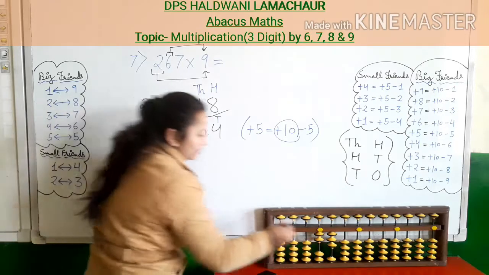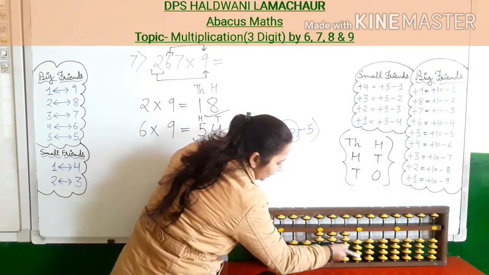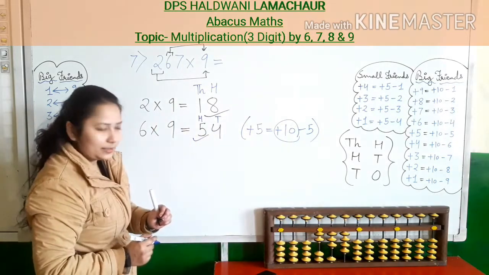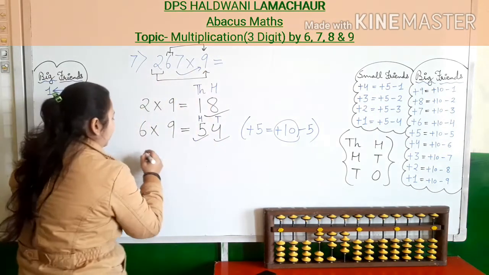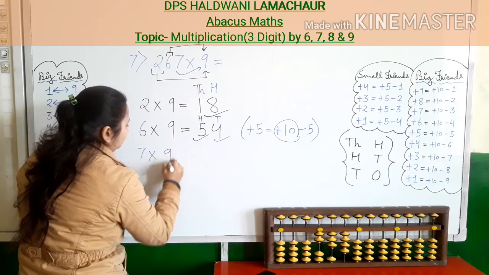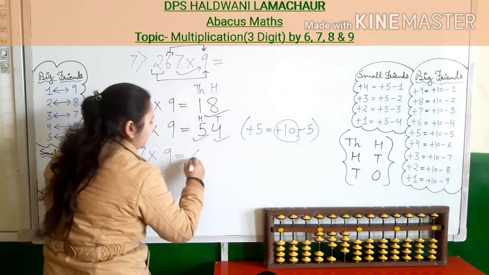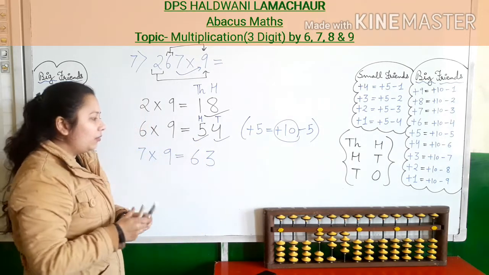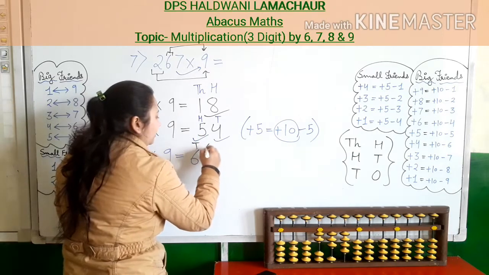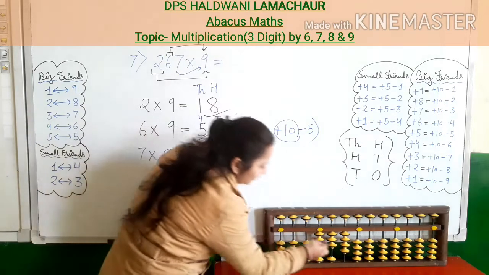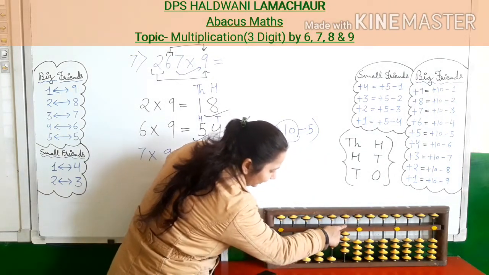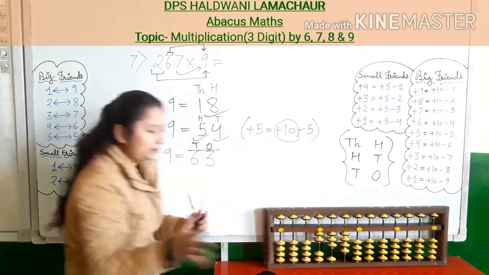Now add 4 in the tens rod. See, 1, 2, 3, 4 in the tens rod. And this is complete. Now multiply the last digit with 9. 7 9s are 63. Now this will go in tens and this will go in ones. Now 6 is to be added in the tens rod.